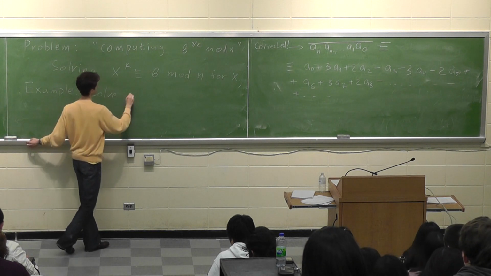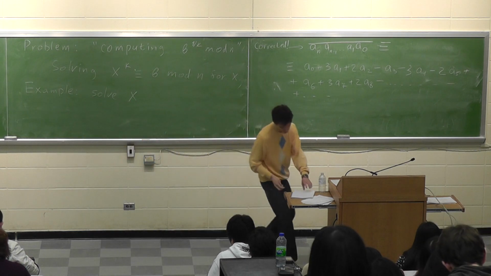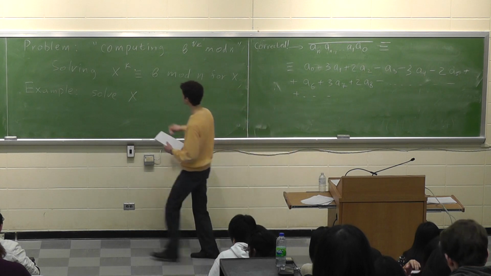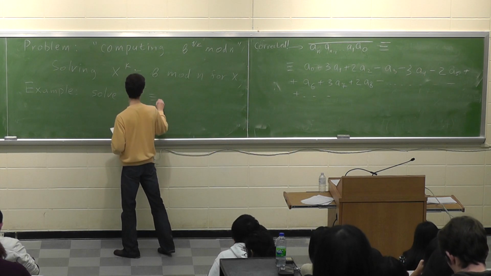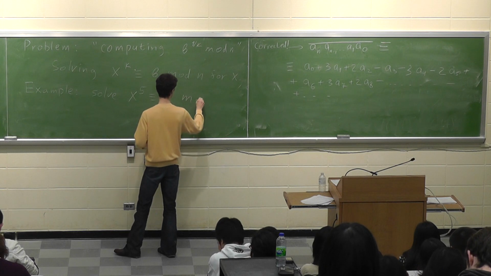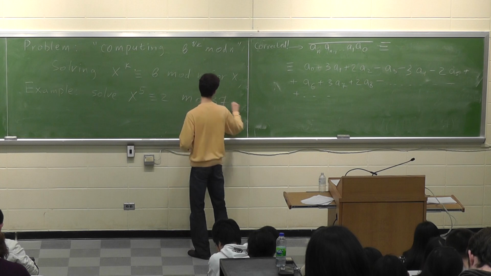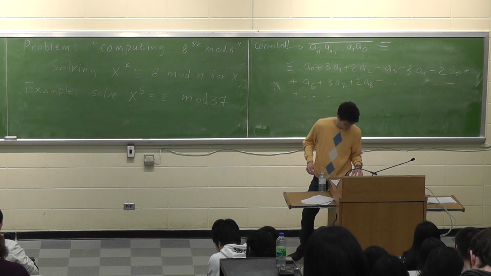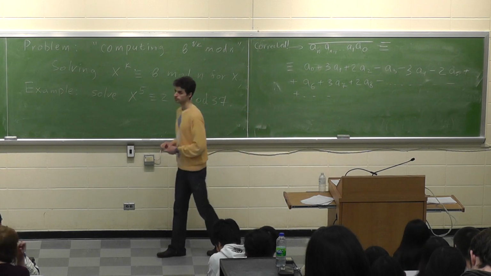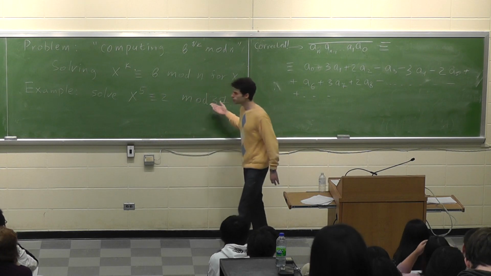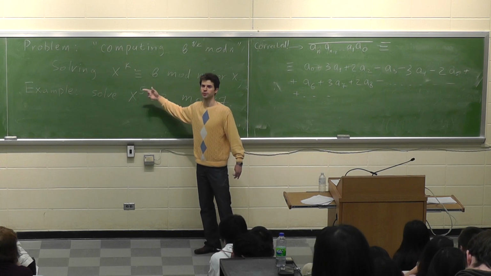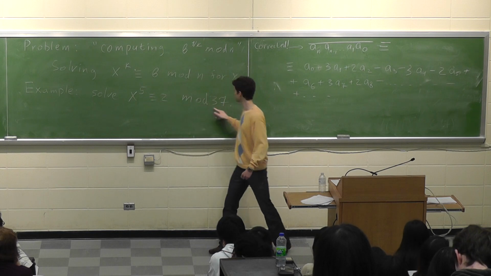Let me just give an example. Let's do x to the fifth congruent to 2 modulo 37. So we want to find some remainder, some residue, such that this number raised to the power of 5 will be congruent to 2 modulo 37.